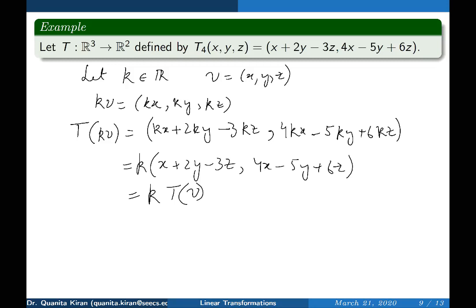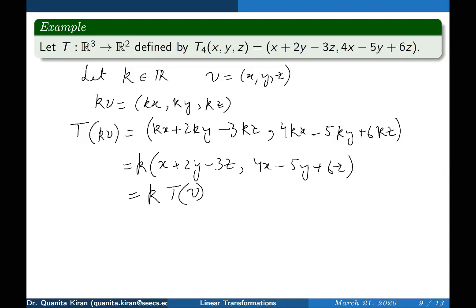So this mapping also preserves scalar multiplication, and hence the mapping satisfies both conditions, so it is a linear transformation. It is obvious that if a mapping satisfies the two conditions, then it certainly satisfies the condition of mapping the zero vector onto the zero vector.